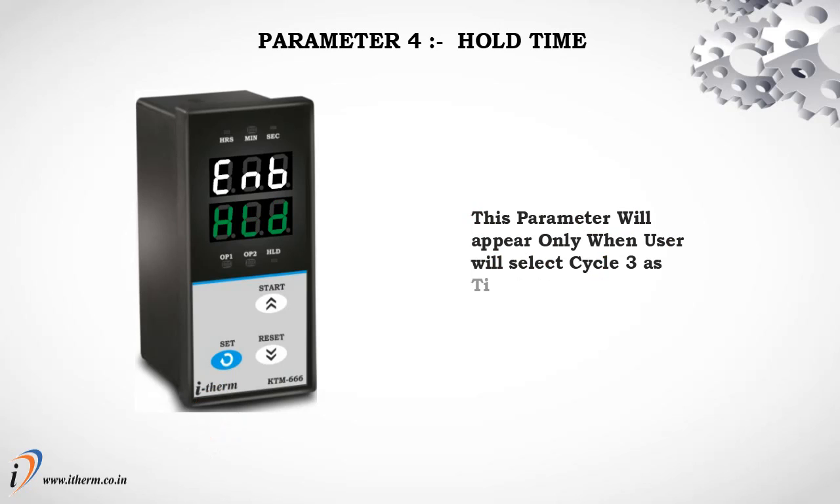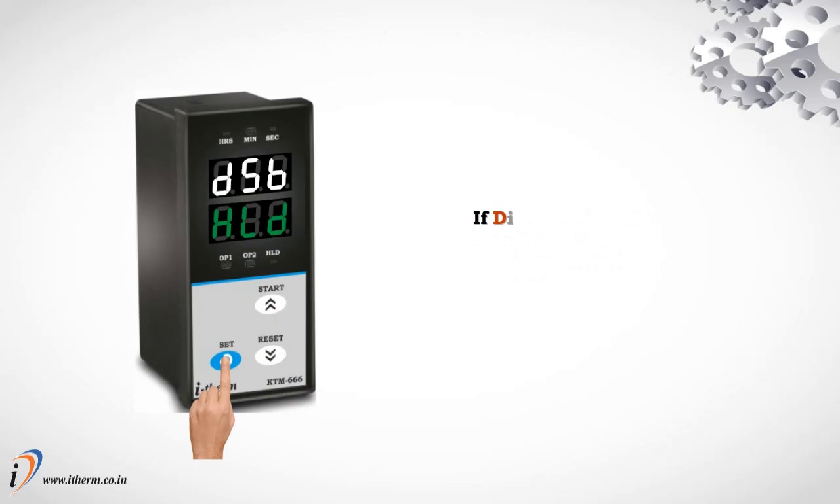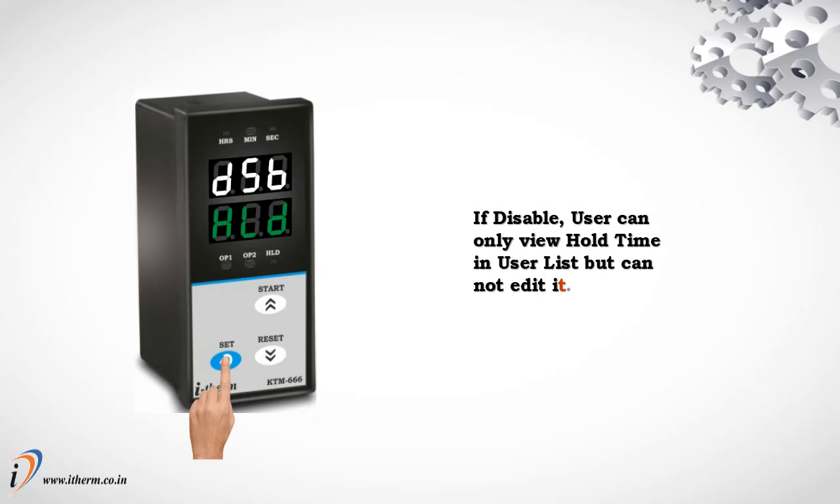Parameter 4, Hold time. This parameter will appear only when user will select cycle 3 as timer function. If enabled, user can view and edit hold time in user list. If disabled, user can only view hold time in user list but cannot edit it.